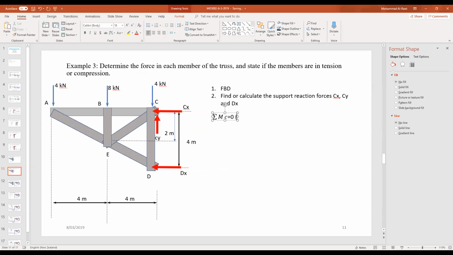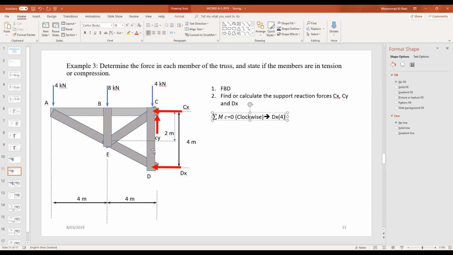And we assume clockwise is positive. So if the moment is going in that way, all the forces that rotate clockwise will be positive. The first one will rotate positively. If we write that down now, which one is Dx times what? What's the distance between Dx and point C? If you look into it, it is 4 meters.